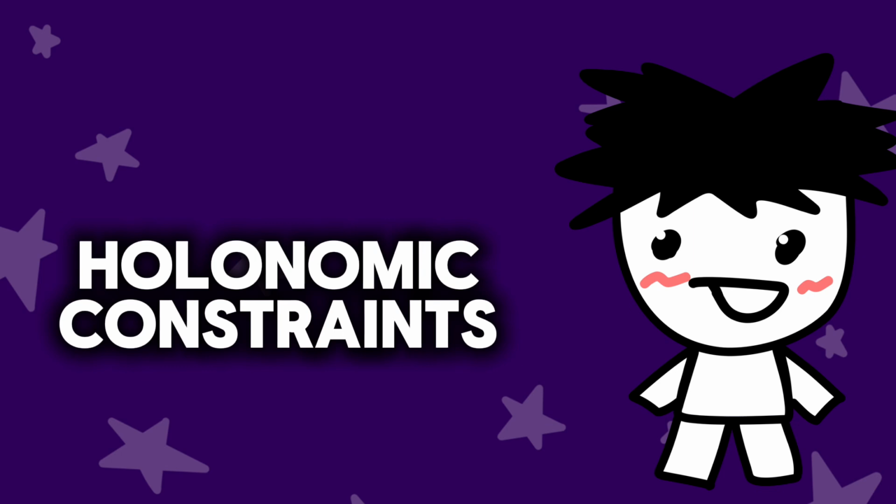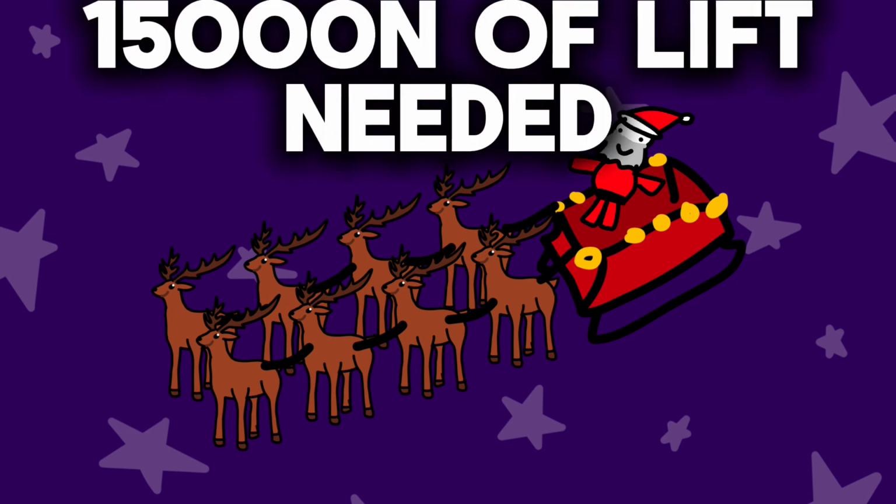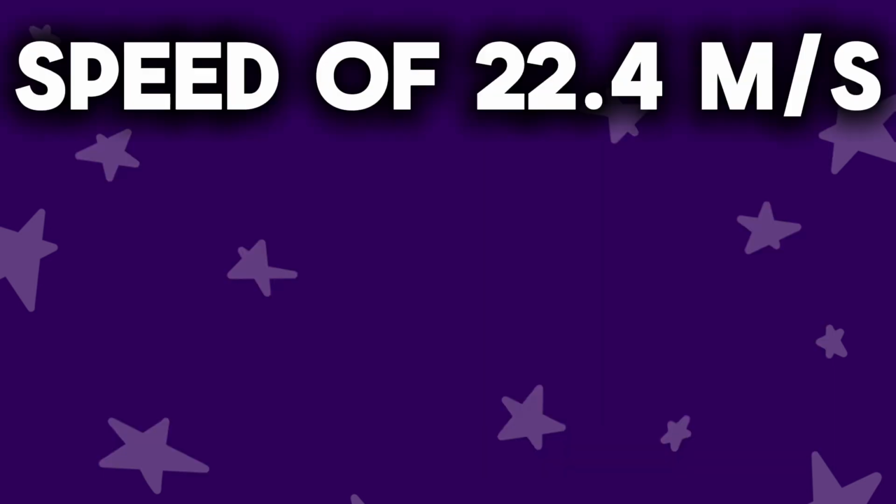So, we're also going to make sure to set holonomic constraints. This basically means that we won't allow any degrees of freedom, or basically no rotation of the sleigh or anything else. So now, the weight of the entire system is almost 15,000 Newtons, which means we need 15,000 Newtons of lift. Using the lift equation, we get the speed needed as 22.4 meters per second for each reindeer. This is about 50 miles per hour.